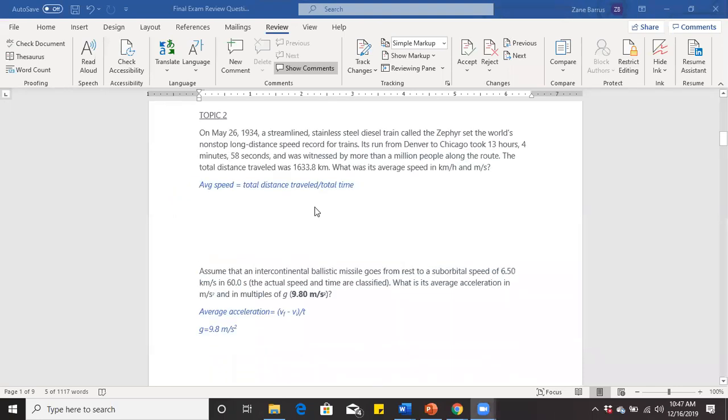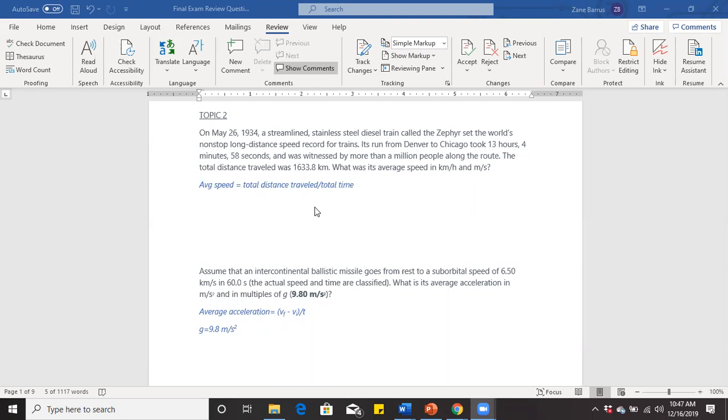Okay, topic 2. On May 26, 1934, a streamlined stainless steel diesel train called the Zephyr set the world's nonstop long-distance speed record for trains. Its run from Denver to Chicago took 13 hours, 4 minutes, 58 seconds, and was witnessed by more than 1 million people along the route. The total distance traveled was 1633.8 kilometers. What was the average speed in kilometers per hour and meters per second?